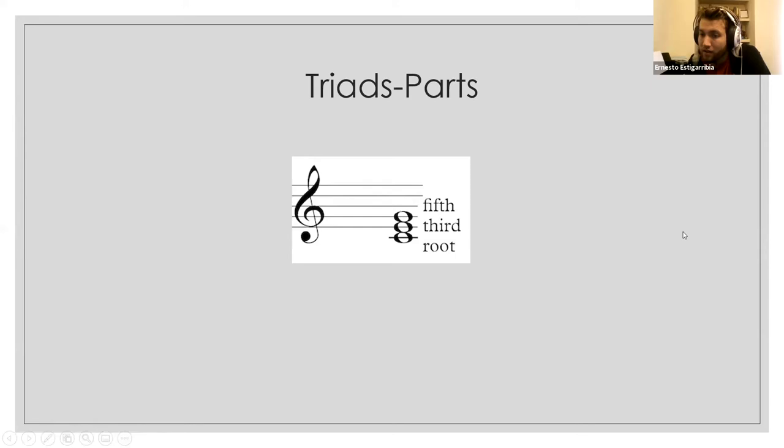Major. Major, thank you, Clara. We need brave people like Clara, exactly. It's major. Now, E to G, what type of third is that? Is it major or minor? Anyone? Yes, Arabella, tell us.